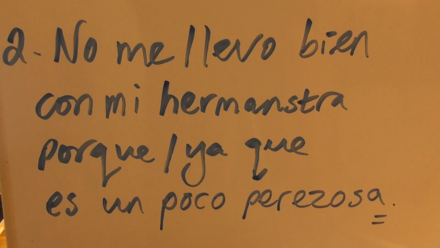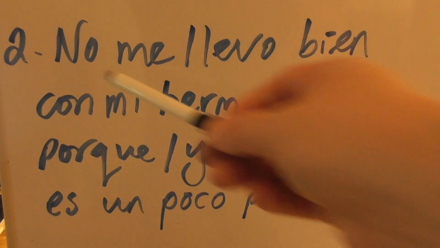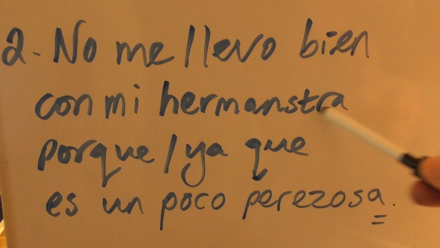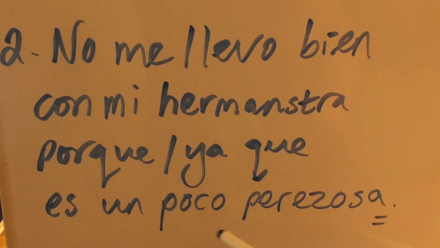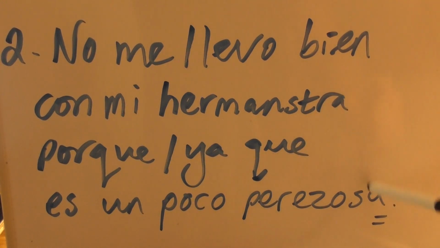I don't get on with my stepsister because she is a little bit lazy. No me llevo bien con mi hermanastra porque o ya que o puesto que es un poco perezosa. And don't forget, perezoso ends in an A because the adjective describes stepsister, which is a feminine noun. Okay, so we need the A agreement on both of those.